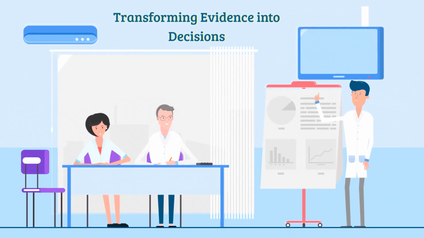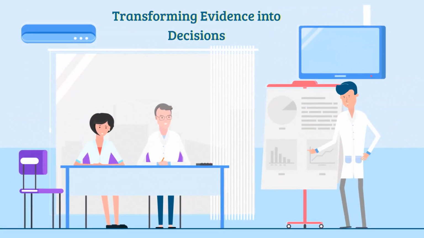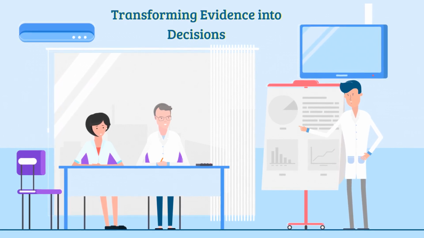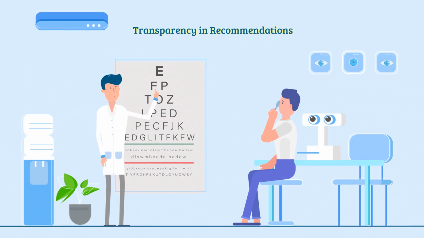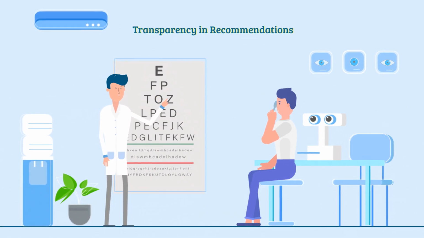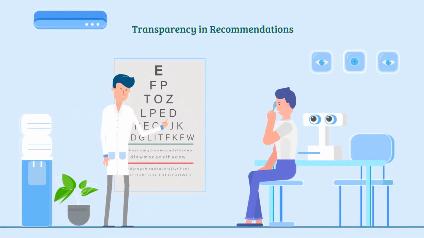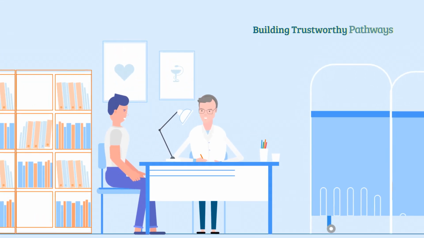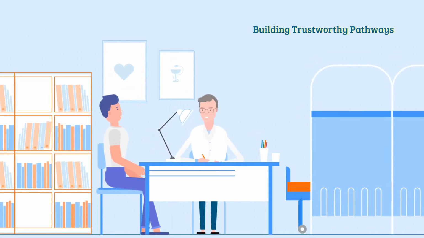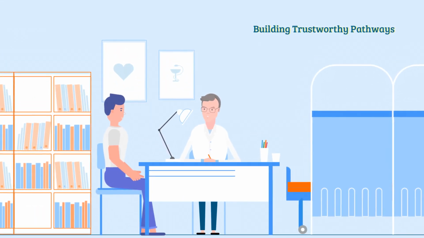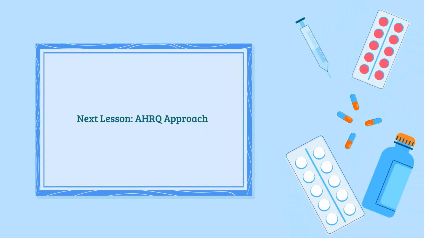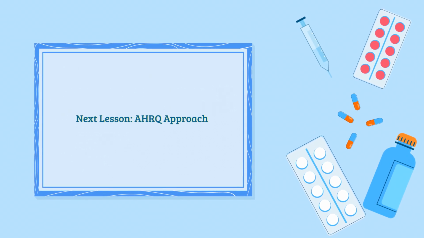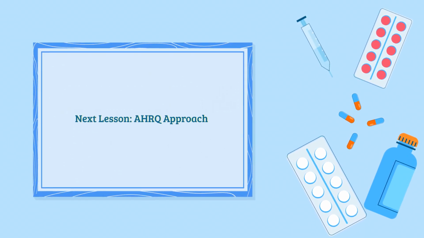Ultimately, the GRADE framework provides a transparent and systematic way to move from evidence to a decision. It forces us to be explicit about the quality of the evidence and the factors that influence our recommendations. This transparency is critical for building clinical pathways that are not only evidence-based, but also trustworthy. In our next lesson, we will discuss a complementary approach from the Agency for Healthcare Research and Quality, or AHRQ, and see how these frameworks come together.